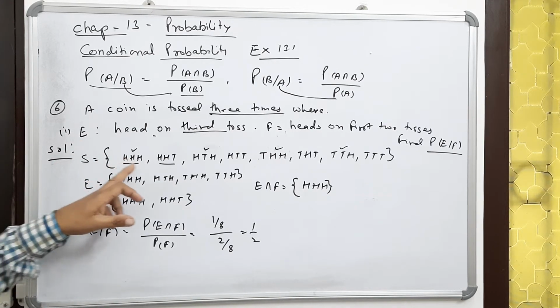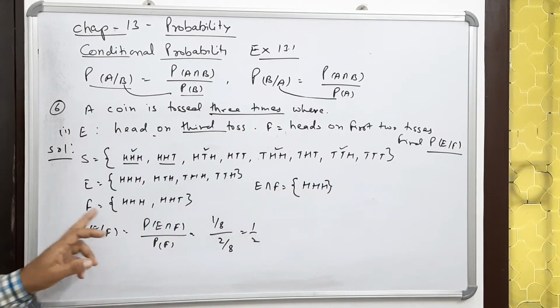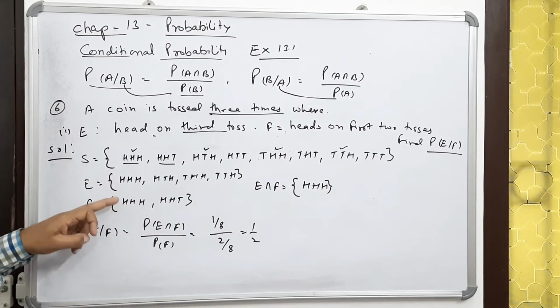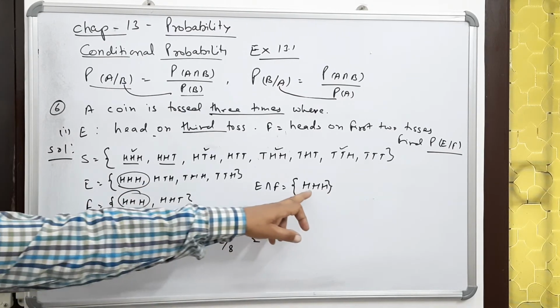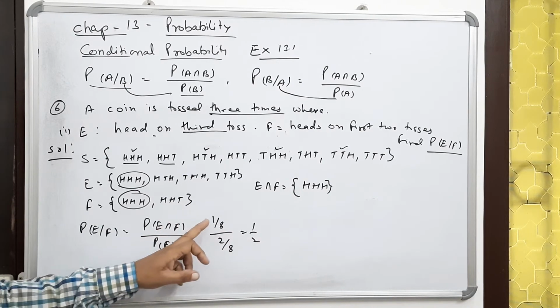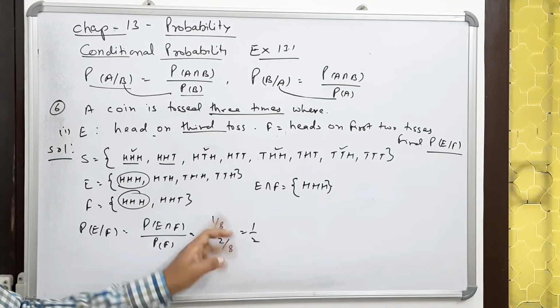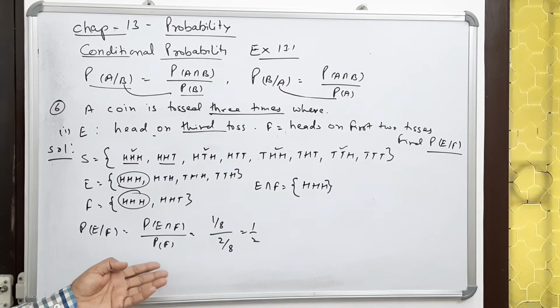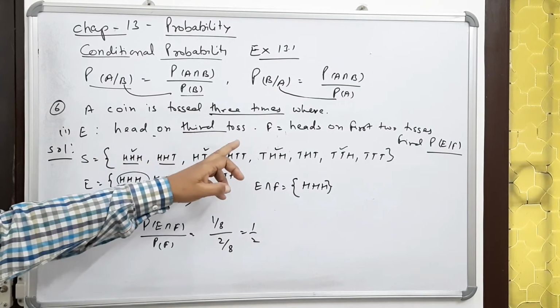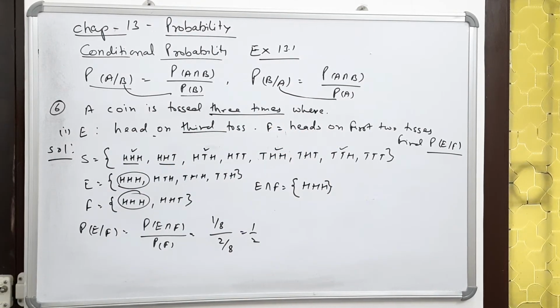Once more I am explaining to you. This is the sample space. This is event E and this is event F. And from these 2, if you see, the common is triple H. So it is common. Now it is 1 by 8 because the sample space is 8. It is 2 by 8. And now when you simplify, the answer is 1 by 2. That is the probability of getting head on the third toss when it is already having 2 heads.